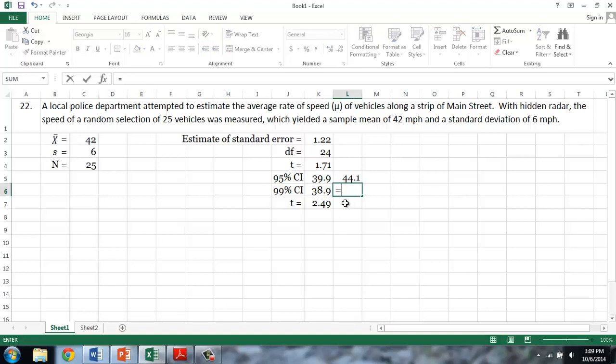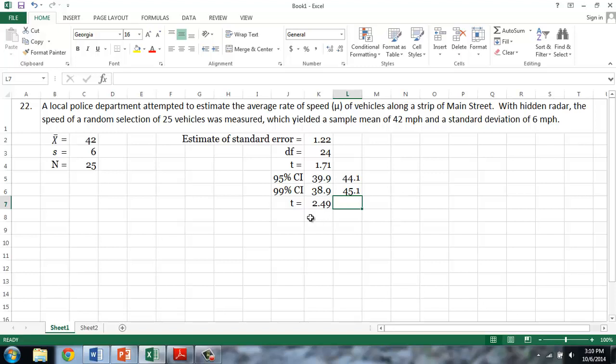And our upper limit is equal to the mean plus our t-score times the estimate of the standard error. We can say with 99% confidence that the population mean is between 38.9 and 45.1 miles per hour. You'll notice that the 99% confidence interval is a larger interval than the 95% confidence interval. The more confident we are that our population mean is within our range, the larger that range has to be.